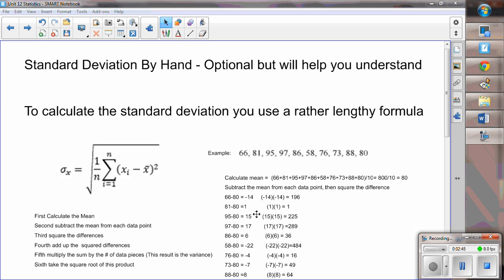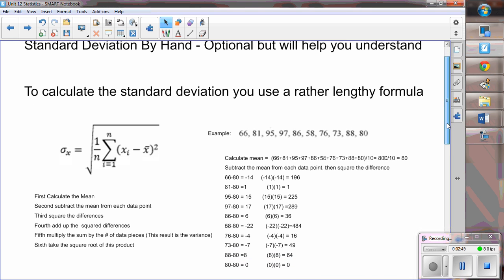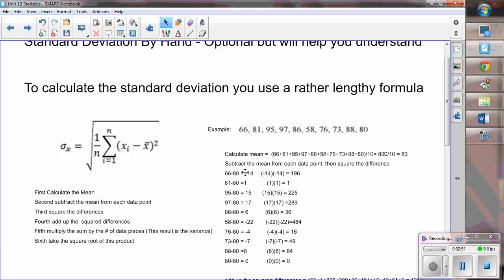81 minus 80, I get 1. 1 squared is 1, and so on. You'll notice all of these squared values are going to be positive. Right here, we had negatives and positives, and if we sum all of these up, we should get 0. This column of differences should equal 0. But when we square them and sum, we get a much different picture of the spread of the data.